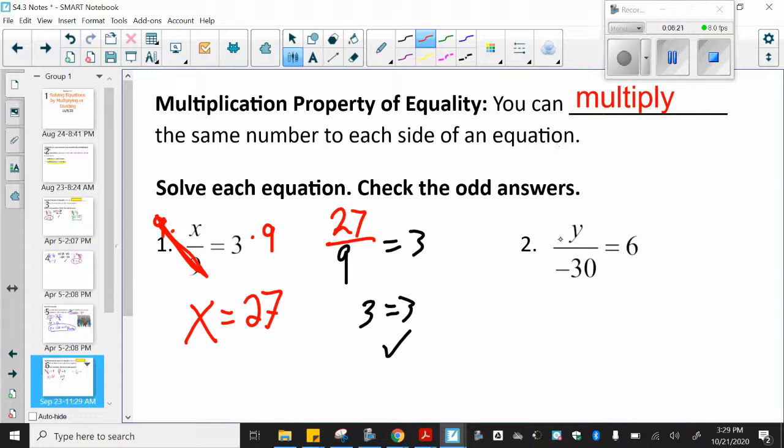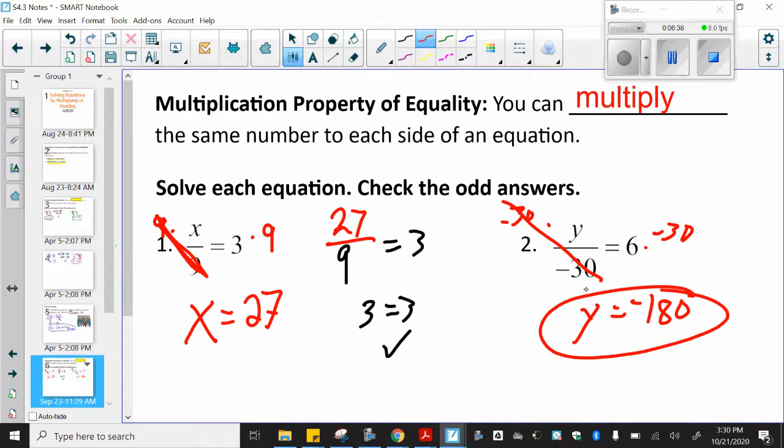Right, this one, we have y divided by negative 30 equals 6. We're going to multiply by negative 30. Multiply by negative 30. That's going to cancel and leaves y. 6 times negative 30 is going to make a negative 180. All right, that's our answer. y equals negative 180.